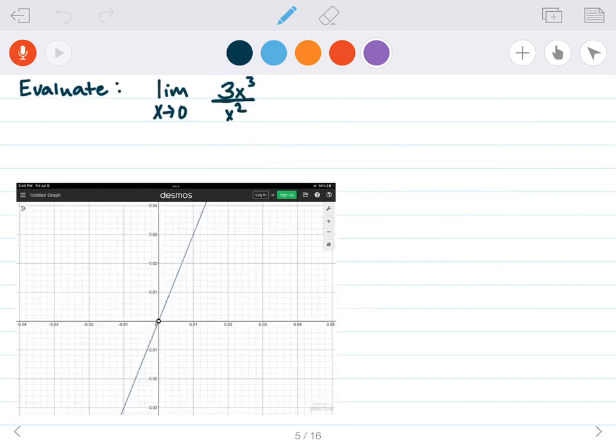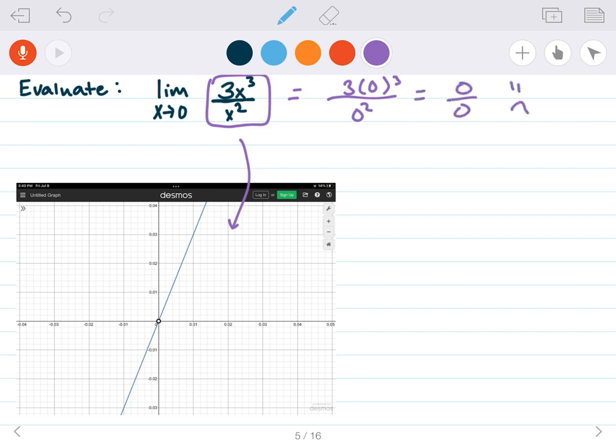Let's look at this one. Again, if you were to put this in Desmos, you would get a line that looks like this going through the origin. This little hole isn't going to be there, but if you try to click on it in Desmos, it's going to tell you undefined. That's because our graph, 3x to the third over x squared, which is pictured right here, is undefined when x is 0. Because if we plug in 0 here, we get 3 times 0 cubed over 0 squared, and we end up getting 0 over 0, which is not good.